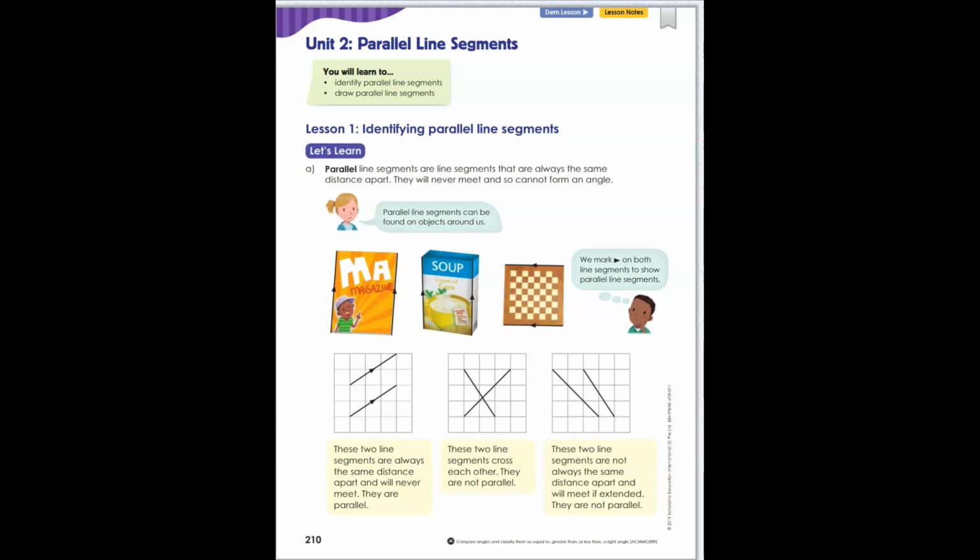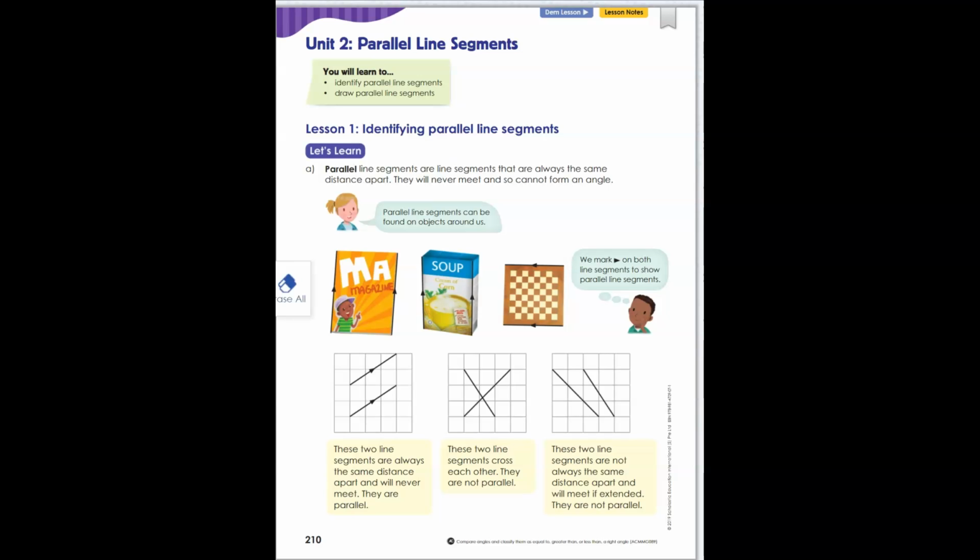So for now, we're going to go to Unit 2, parallel line segments, where we're going to identify parallel line segments and draw parallel line segments. So let's learn. Parallel line segments are line segments that are always the same distance apart. They will never meet and so cannot form an angle.